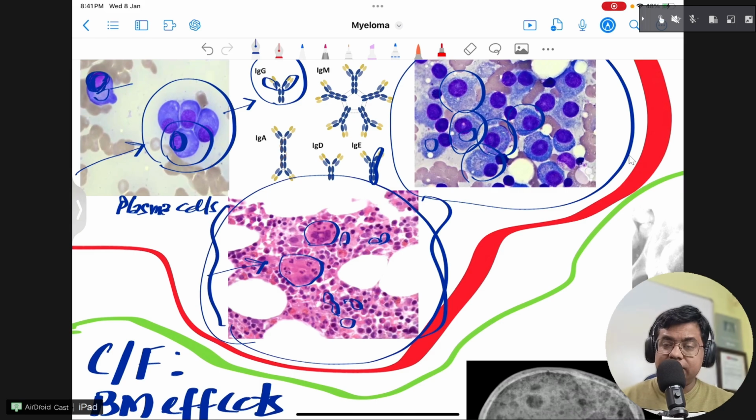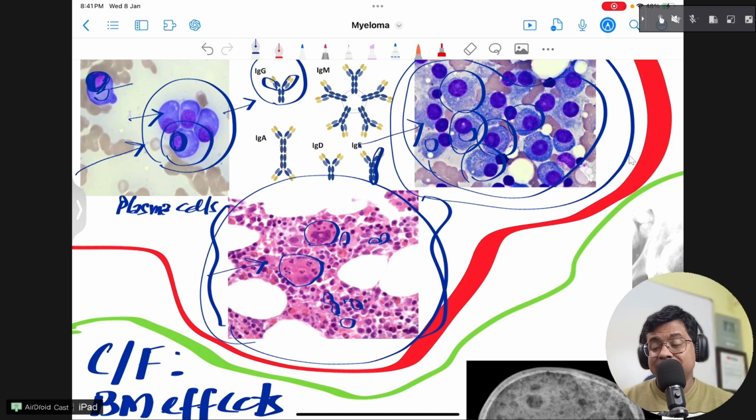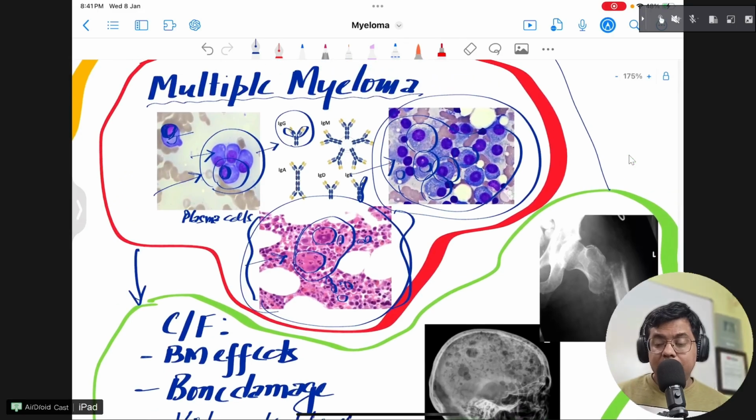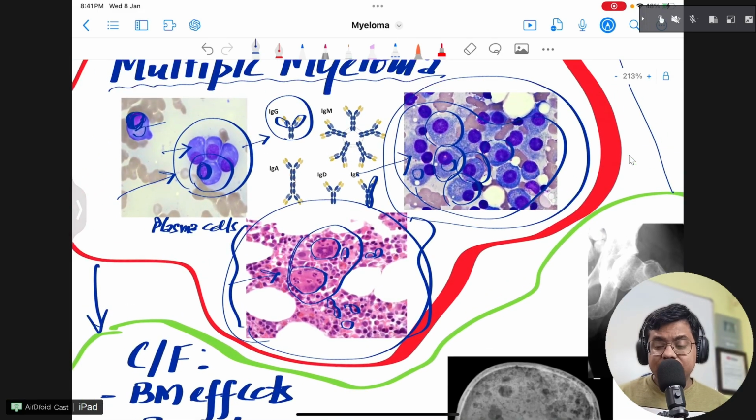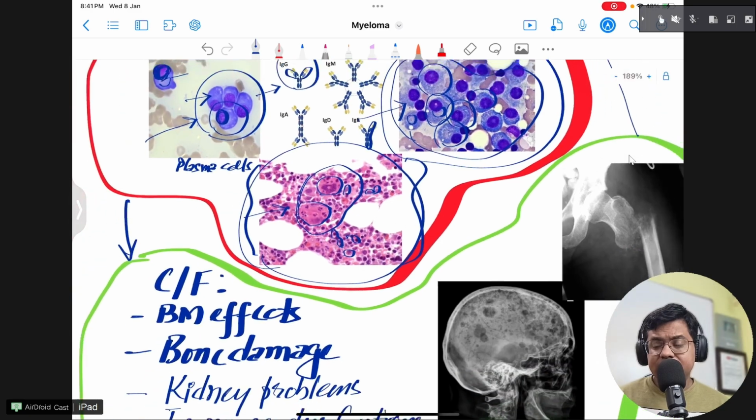Now, what happens in case of plasma cell myeloma or multiple myeloma? There is proliferation of these plasma cells and they gradually replace the marrow. So that means in case of multiple myeloma, the marrow is comprised of predominantly plasma cells. So these normal precursor cells like megakaryocytes, erythroid cells, or myeloid cells, their number is reduced in case of multiple myeloma. And because of that, different manifestations develop.